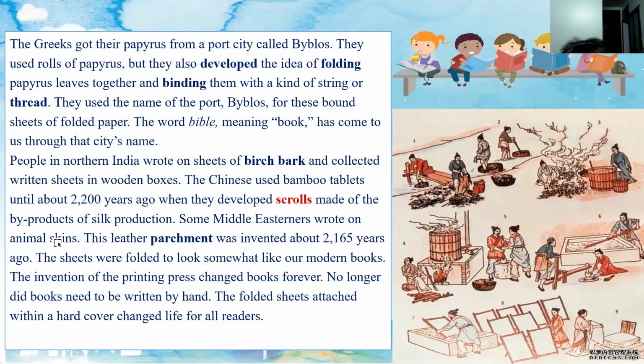And then later, this leather parchment was invented about 2,165 years ago. The sheets were folded to look somewhat like a modern book, okay? And then the printing press changed books forever. This time, books did not need to be written by hand. Today, if you're going to make a book, you can write your story on a piece of paper in the computer, and you can use the typewriter, right?